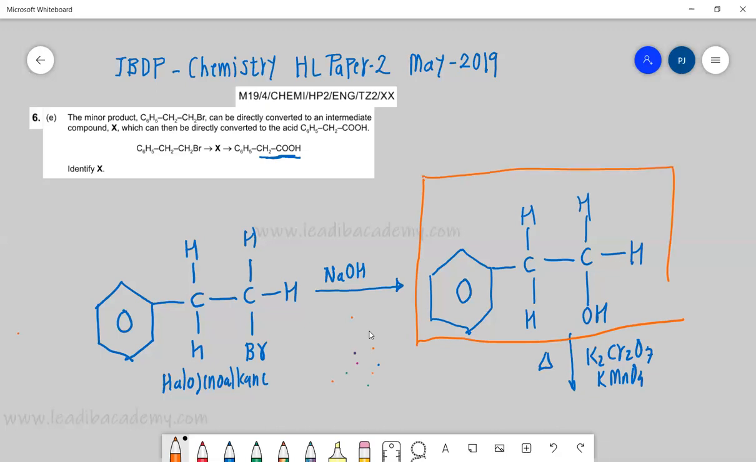Simple. What we need to remember is that alcohols can be directly oxidized to carboxylic acid, obviously passing through the aldehydes. And halogenoalkanes can be converted directly into alcohols. So that's the technique.